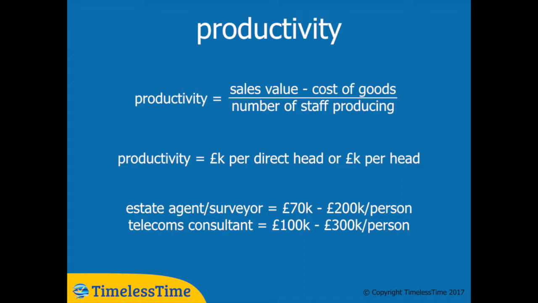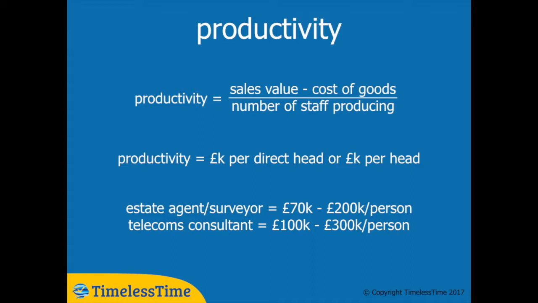If, of course, we divide that down, I'll do that in a moment once we've just discussed this slide. So productivity itself then is the sales value minus the cost of goods sold, because we're simply buying them in and sending them out. We're doing nothing to them. So it's the added value divided by the number of staff that are actually producing that added value.